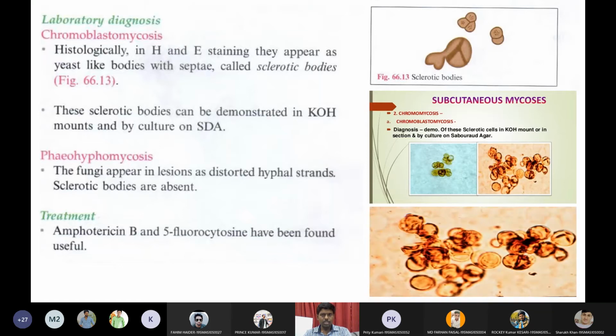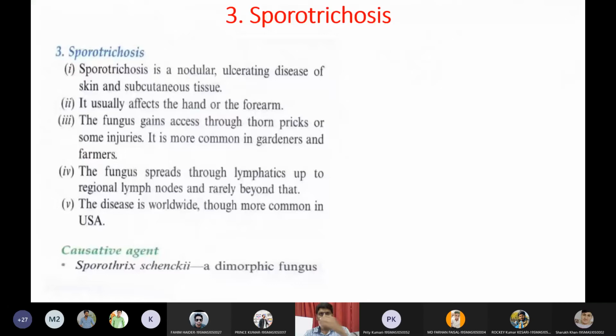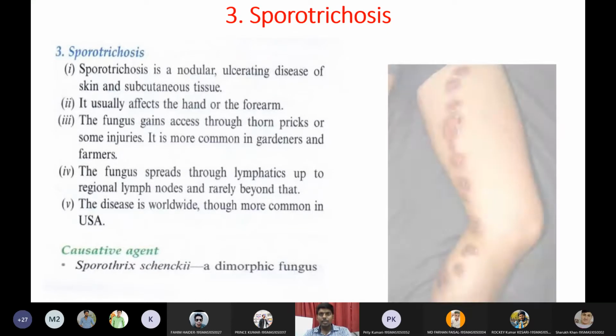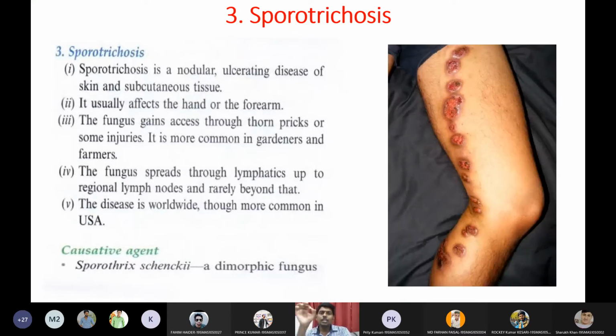So now I'm moving forward to the third subcutaneous infection, that is sporotrichosis. If you remember my starting introductory class on subcutaneous mycosis, I have already discussed this. Sporotrichosis is also called gardener's disease because this disease is very common among gardeners who pluck flowers from the plants. This particular infection we will get through thorn prick injury.